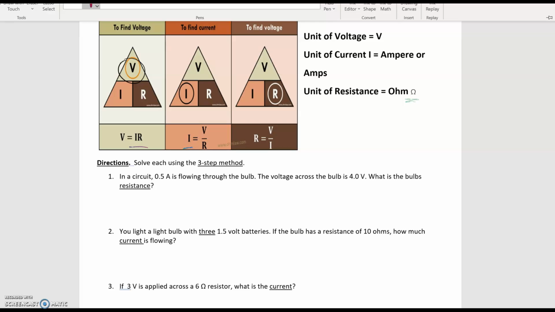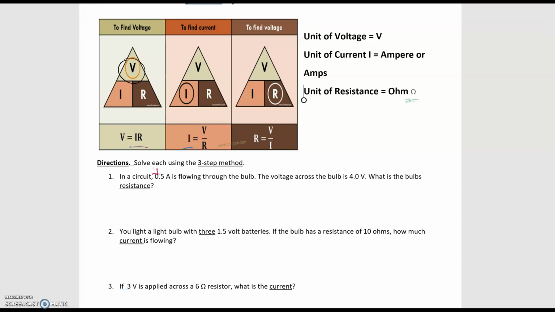Okay, it says in a circuit, 0.5 amps is flowing through the bulb. So this is my I. The voltage across the bulb is 4.0, that's my V. What is the bulb's resistance? So you can put down I is 0.5 amps. We're looking for resistance. All right, and your V is 4.0 voltage.